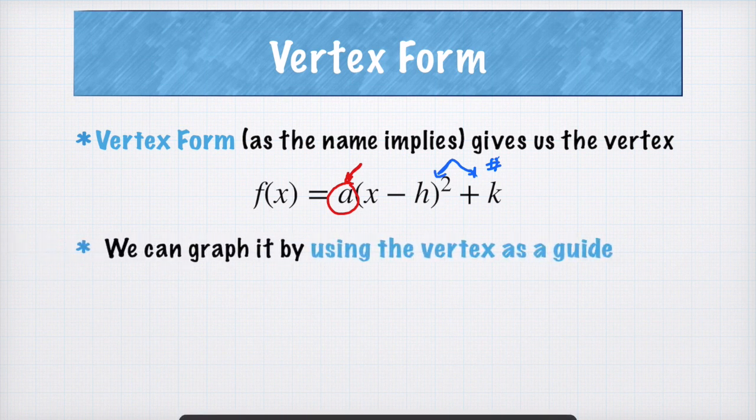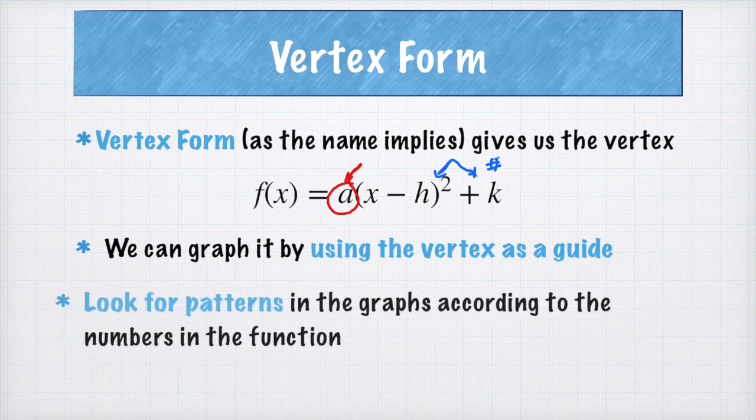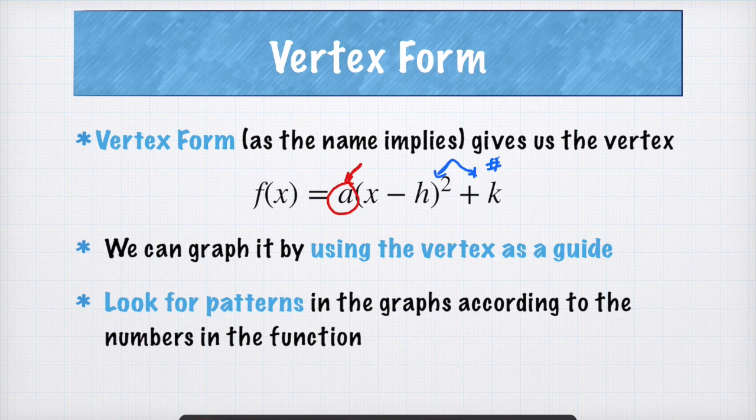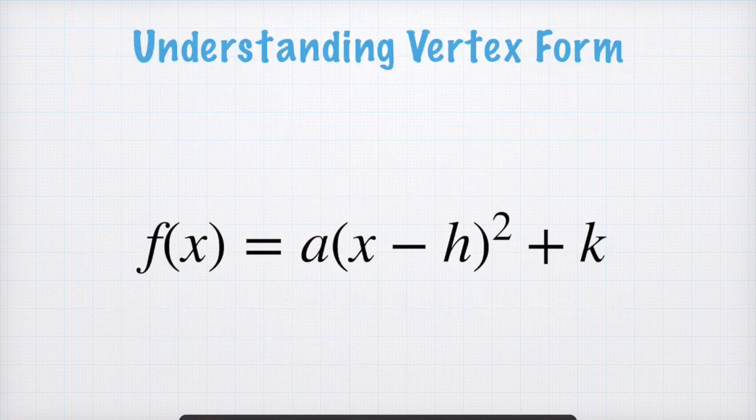Now, what's really cool about it is we can graph this kind of form by using the vertex as a guide, and we'll talk about how to find that vertex. We also want to look for patterns in the graph according to the numbers in the function. This is just a thing in general. You always want to be looking for patterns, because as soon as you find a pattern, you can use it to cheat. And cheating, or exploiting it, is the best thing that you possibly can do in math. That's how all new math is created. There is a pattern, and I'm going to try and help you understand it, but there'll probably be another video that'll talk about it later.